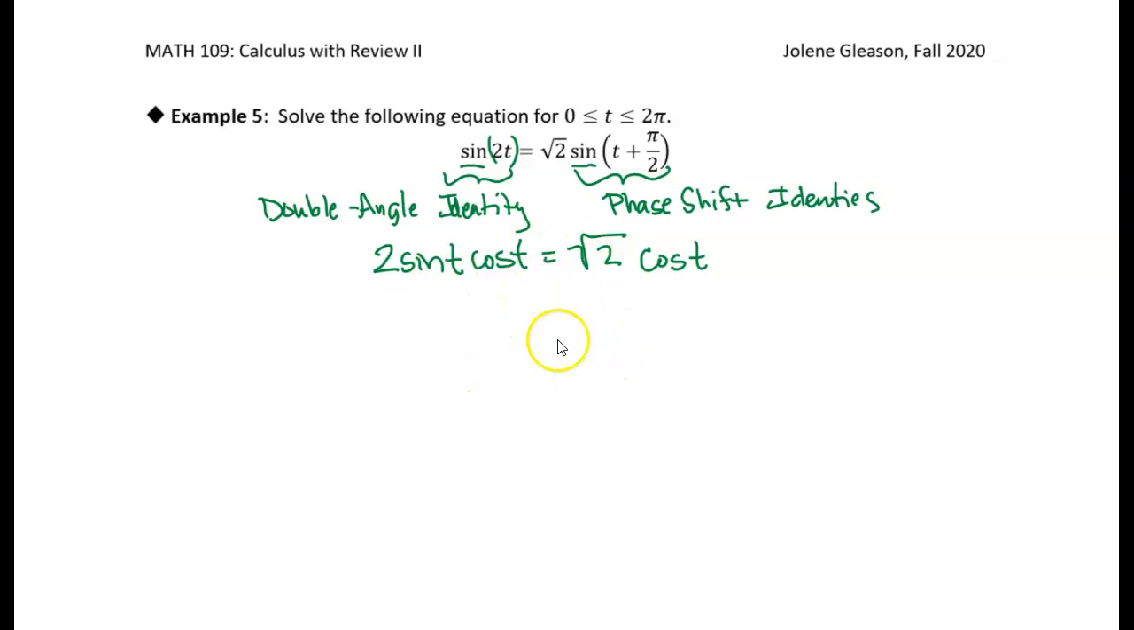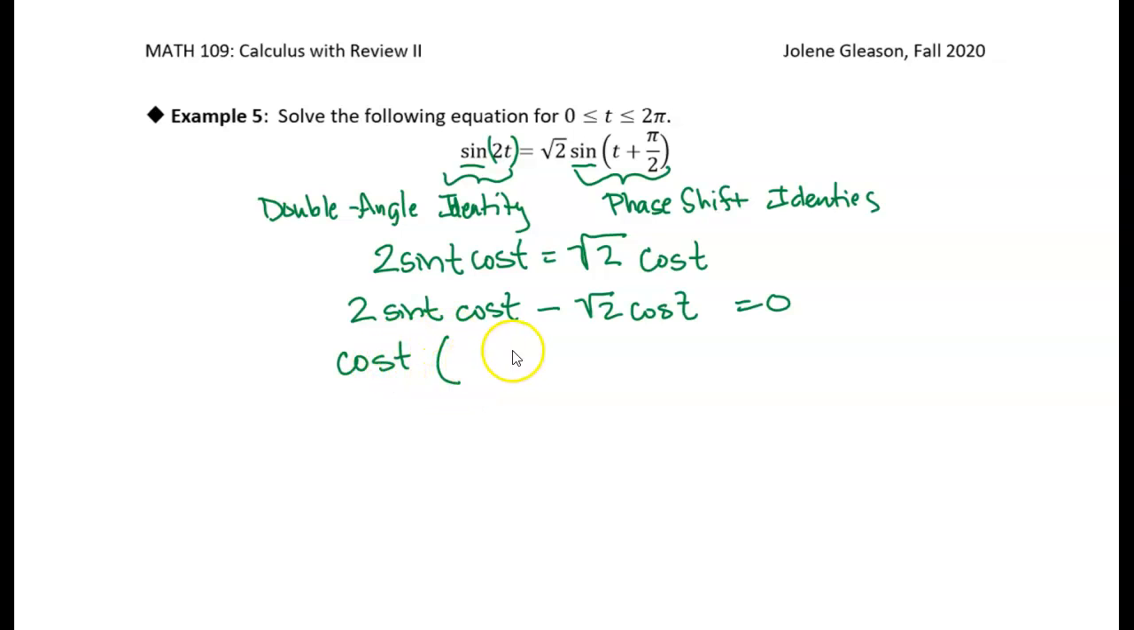All right. Now, what can I do with this? Now I have sine and cosine. So what I'm going to do is take this 2 sine of t cosine of t, and subtract the square root of 2 cosine of t from both sides. So minus square root 2 cosine of t equals 0. Okay, so I can see that I've got sine and cosine. So now I can factor out the cosine of t because I have a common factor of cosine t, and I'm left with, inside the parentheses, 2 sine of t minus the square root of 2 equals 0.